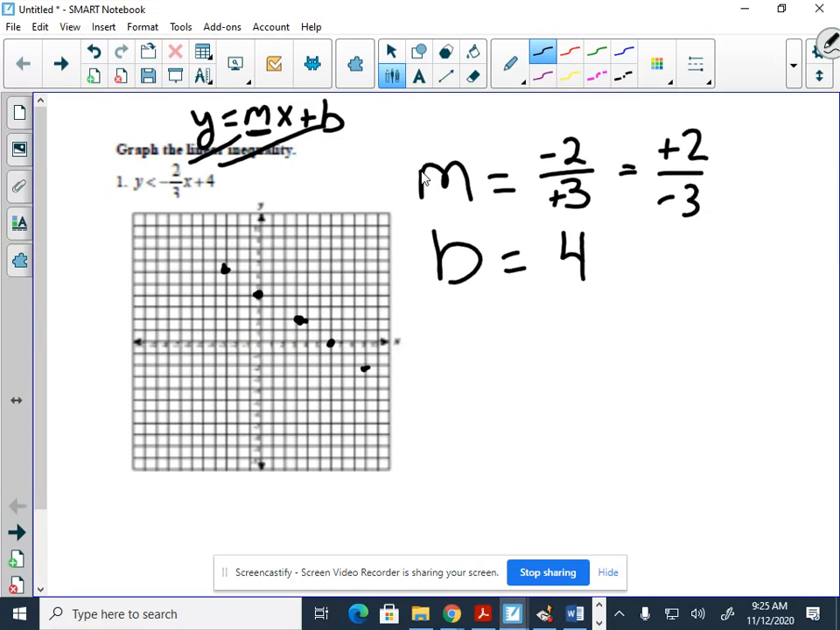Okay, but now we look. And the sign is a less than sign. It doesn't have the equal on it. If it had the equal, we'd make a solid line. So since it does not, we make it a dashed line.